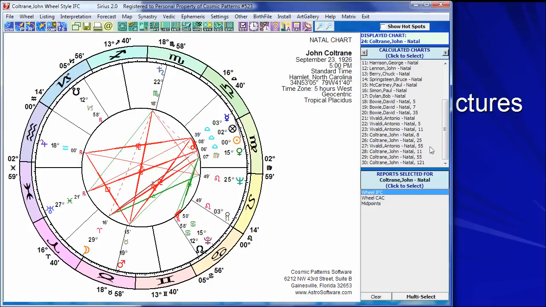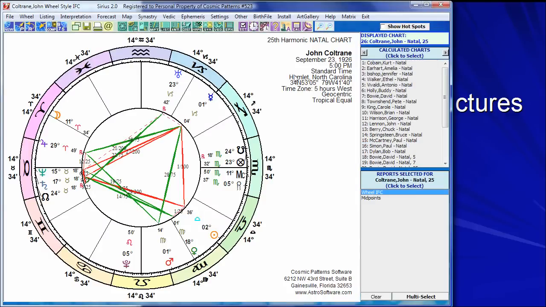So we look at John Coltrane's 25th harmonic chart, the 5 times 5. This is the 25th harmonic chart. 25, of course, equals 5 times 5. The 25th harmonic chart is a chart of super creativity, and we see a grand trine. Mercury, Mars, Jupiter. So that Mercury, Mars, Jupiter are simultaneously hard aspects and trines in the 25th harmonic chart.